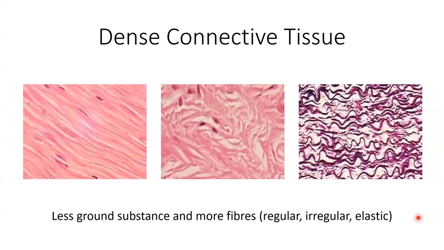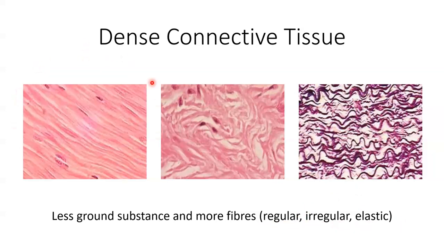So then onto our dense connective tissue, and from this image here you can already see the difference between our dense and our loose connective tissue. It's made up of way more fibres and way less ground substance, and those fibres are arranged in a really orderly, tightly packed way. So the three types are our regular, irregular, and elastic.